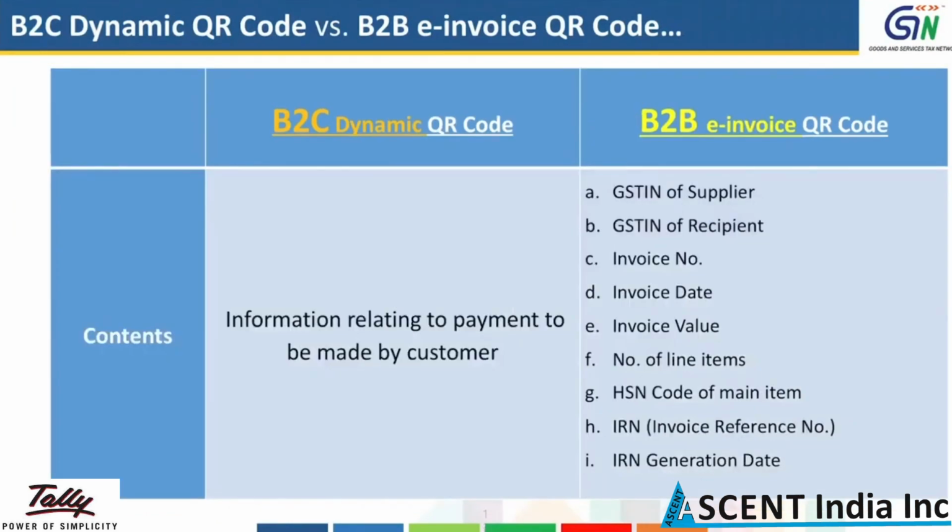And what are the contents of the QR codes? In case of B2C, it is the information relating to the payment to be made by the customer. And in case of e-invoicing, the QR code will contain the 9 particulars of the invoice mentioned here.